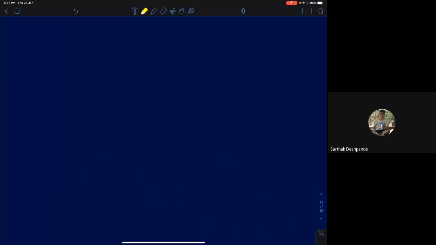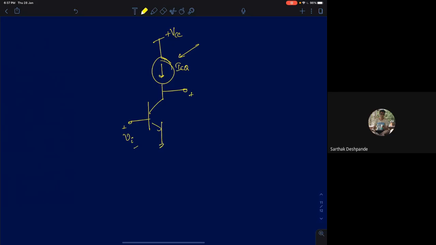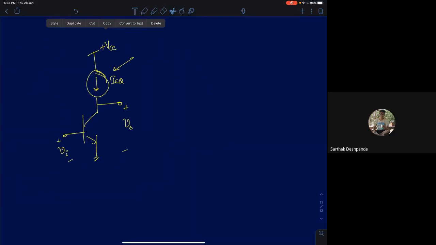So, for example, let me show you a circuit like this. This is a common emitter amplifier. Let's say I'm biasing this using a current source. Now, what kind of a current source is this? A sourcing current source. So if I want to implement this using a transistor, the only possible implementation is a PNP. I can't use NPN for it because an NPN will give me a sinking current source.